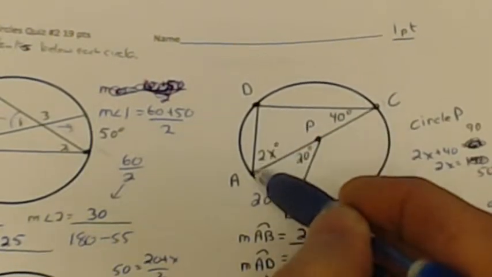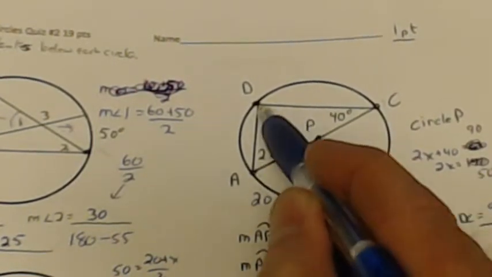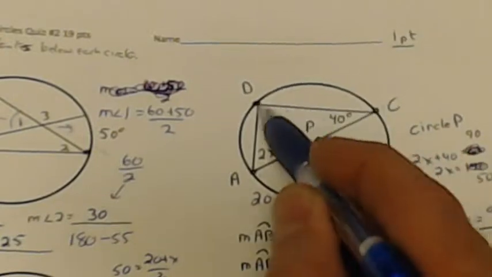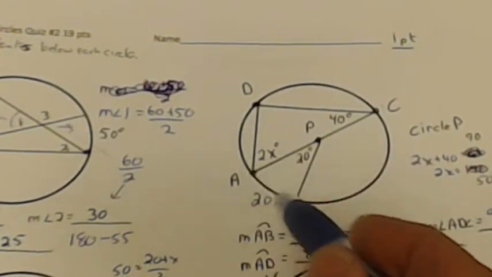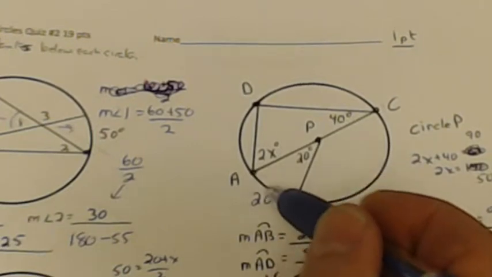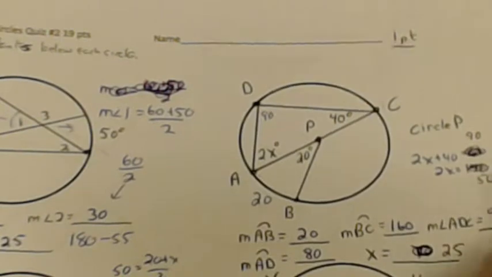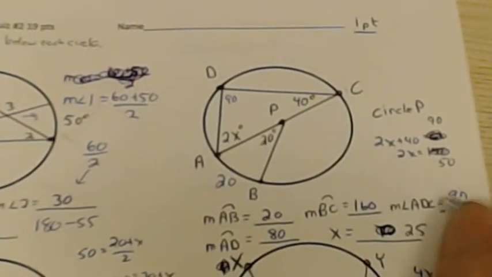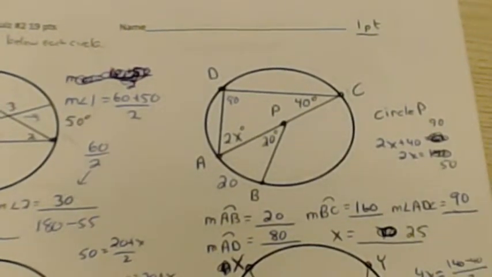This angle ADC, it comes down here and hits one end of my diameter, goes over there and hits the other end. So this angle up here is half of my semicircle. Because its vertex is on the circle, it's half of 180. It's a 90-degree angle. And there's the measure of angle ADC there at 90.